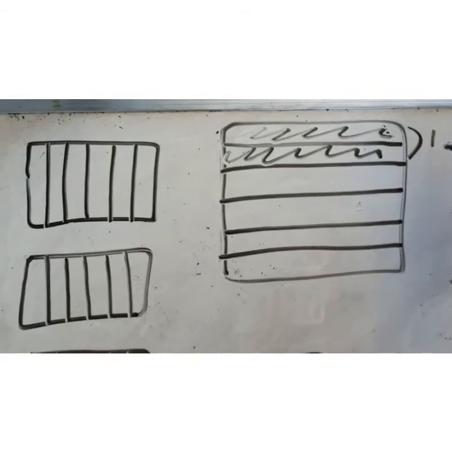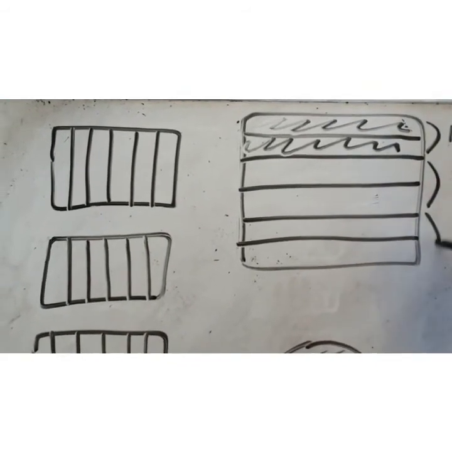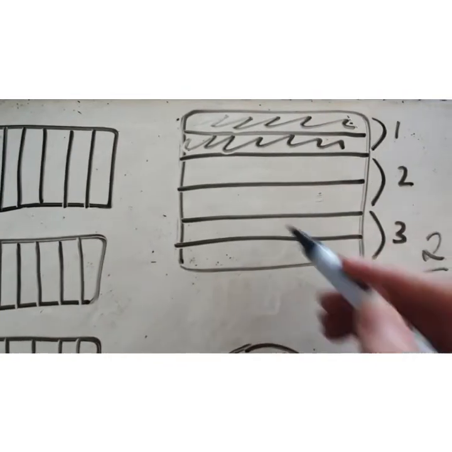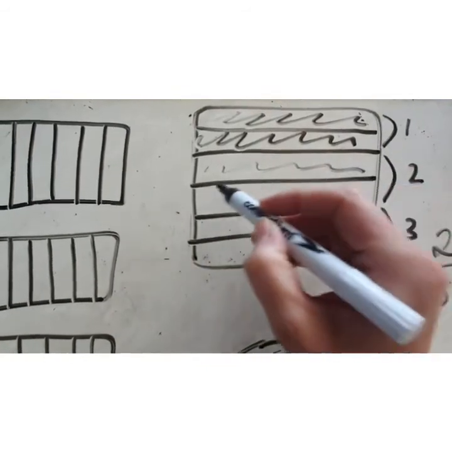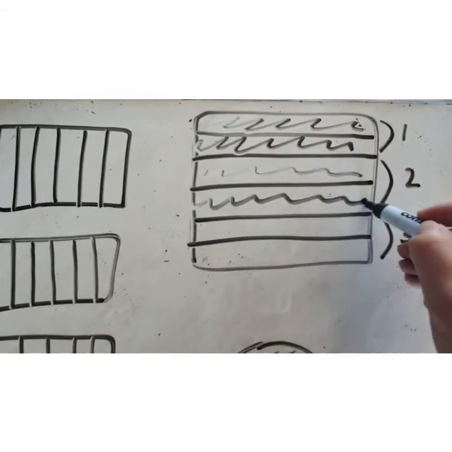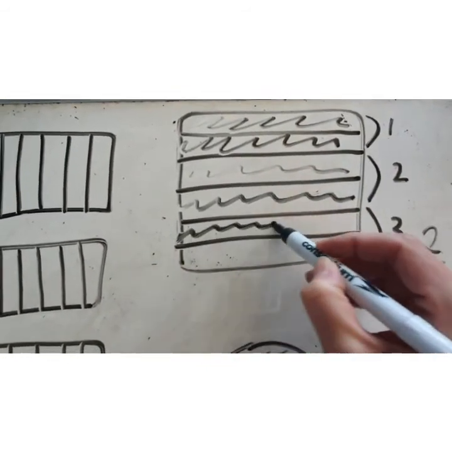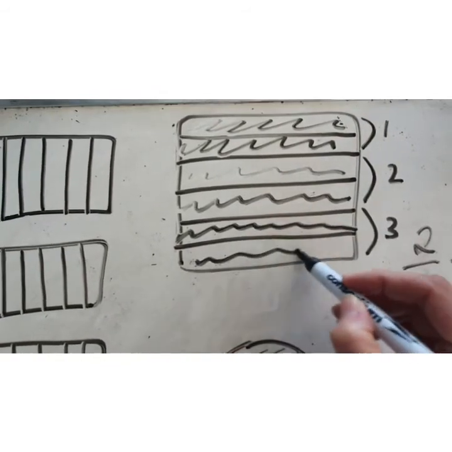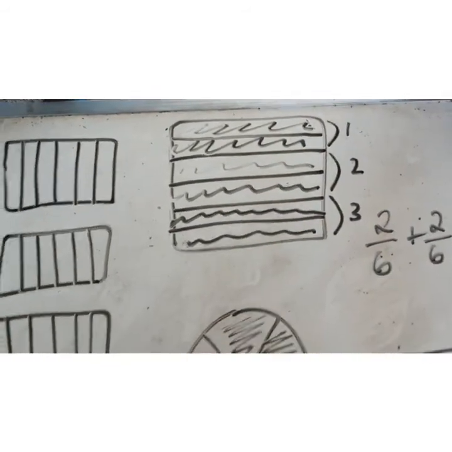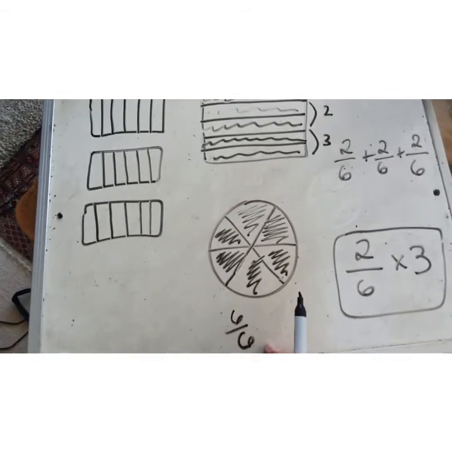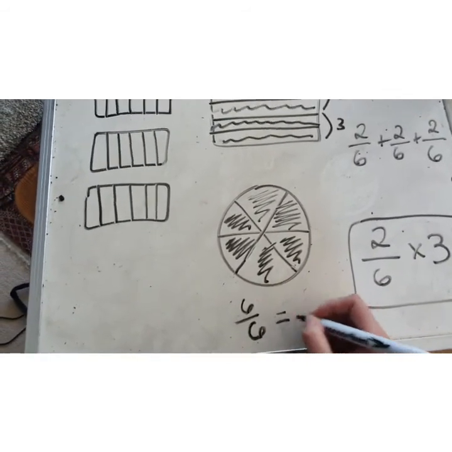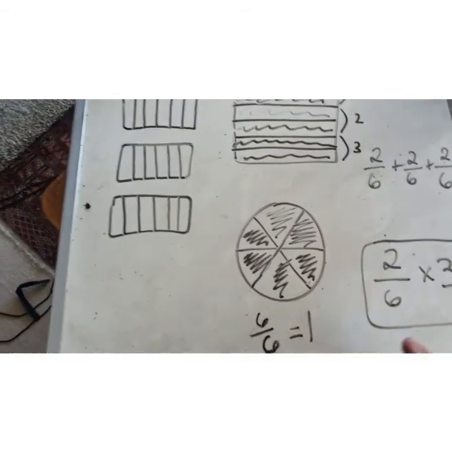That's 1. This would be 2. And this would be the third time. So we could colour in 2 sixths again. That's twice. And then colour in 2 sixths again. And that is 6 sixths. Another way of writing 6 sixths is, well done, 1 whole.